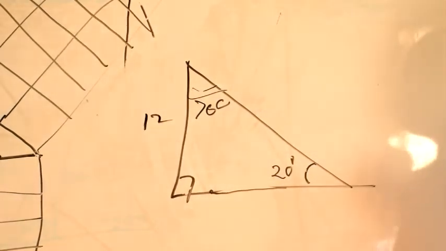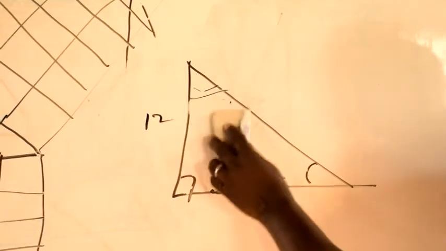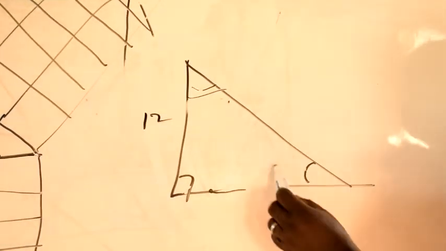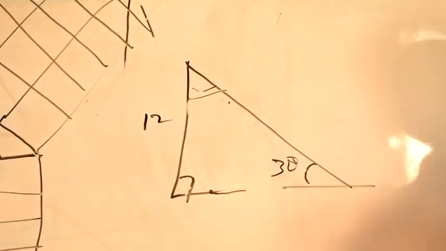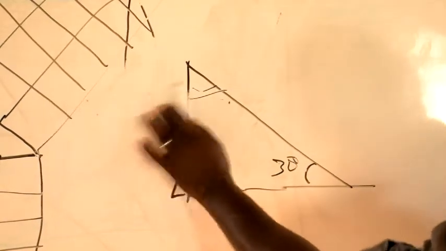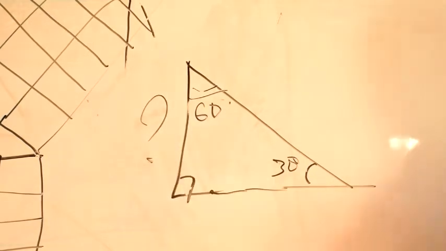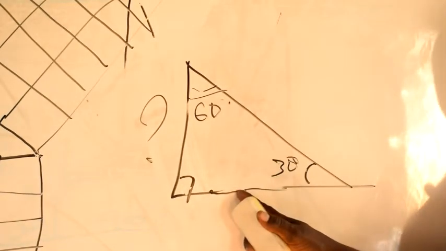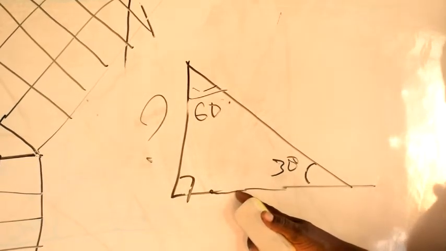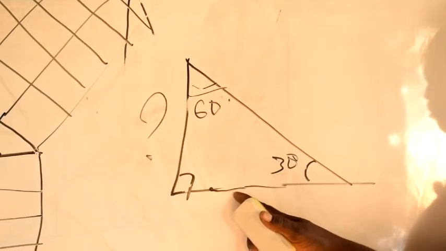But it will be hard for me if these people give me, say, this is 30 degrees. This one has not been given. This is 60 degrees. And then someone is asking me to get that length. It is hard. You can't get it.